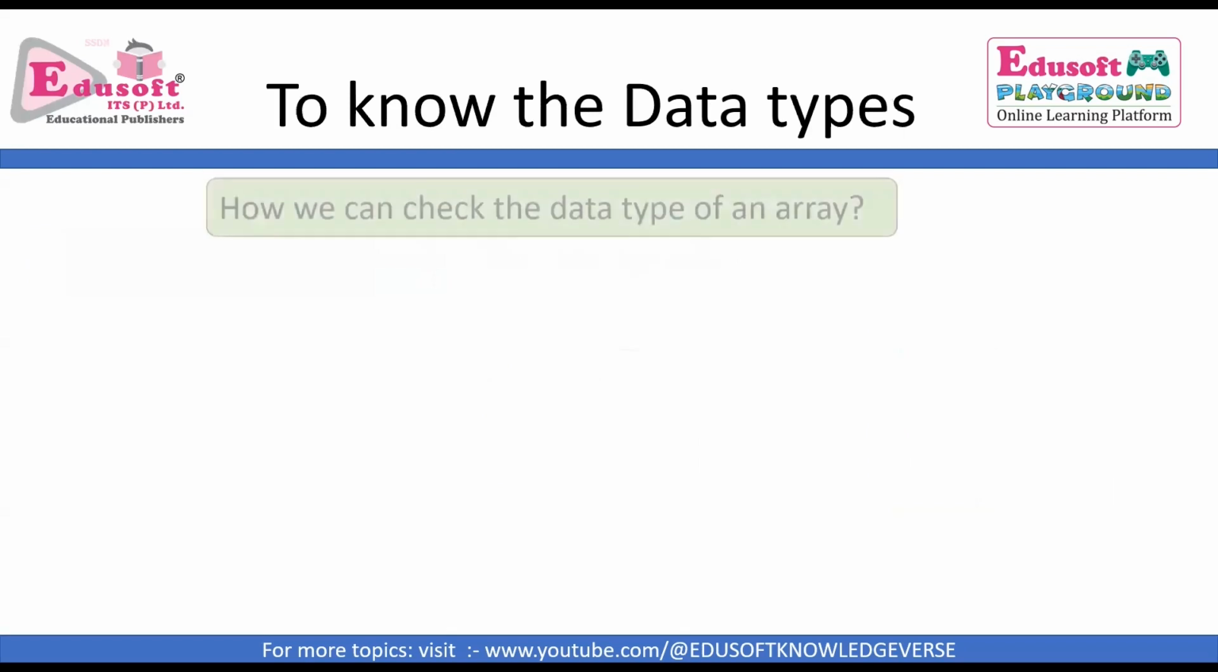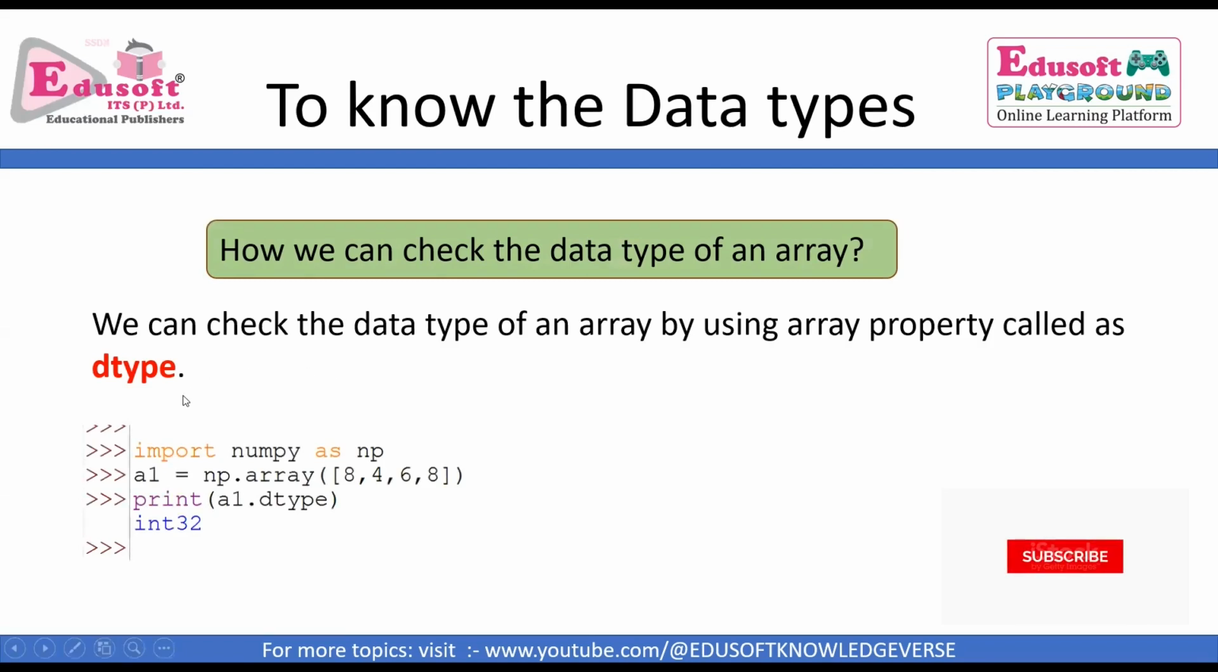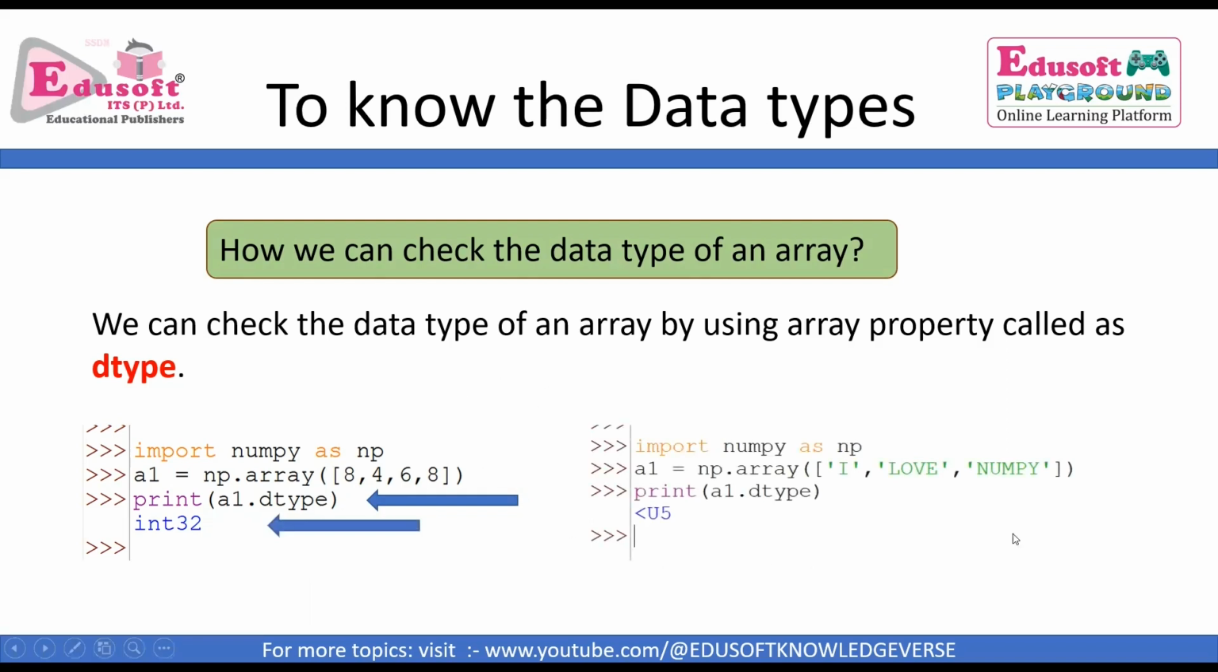How can we check the data type of an array? We can check the data type of an array by using the array property called dtype. You can see the syntax over here. a1, the name of our array, equals np.array of 8, 4, 6, 8. Print a1.dtype. So what property are we using over here? We are using dtype. You can see the output. It shows the data type of our array a1. It is integer.